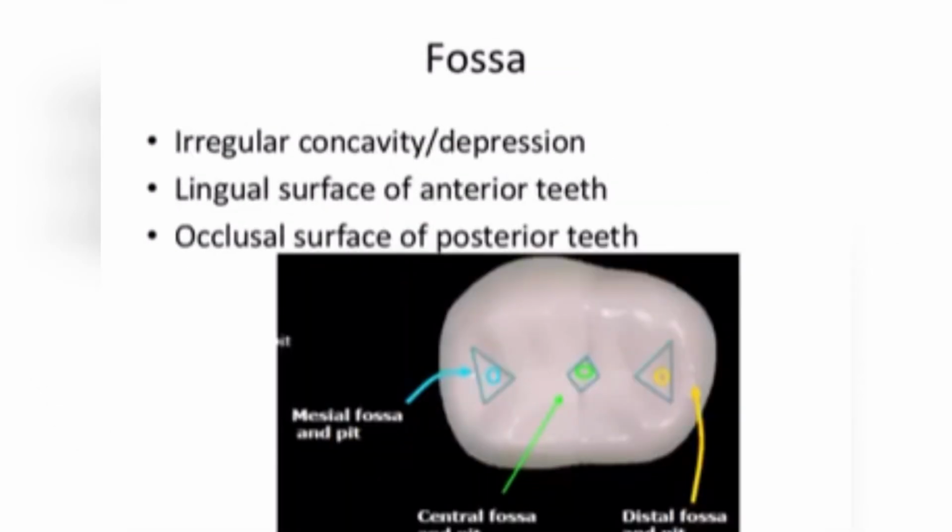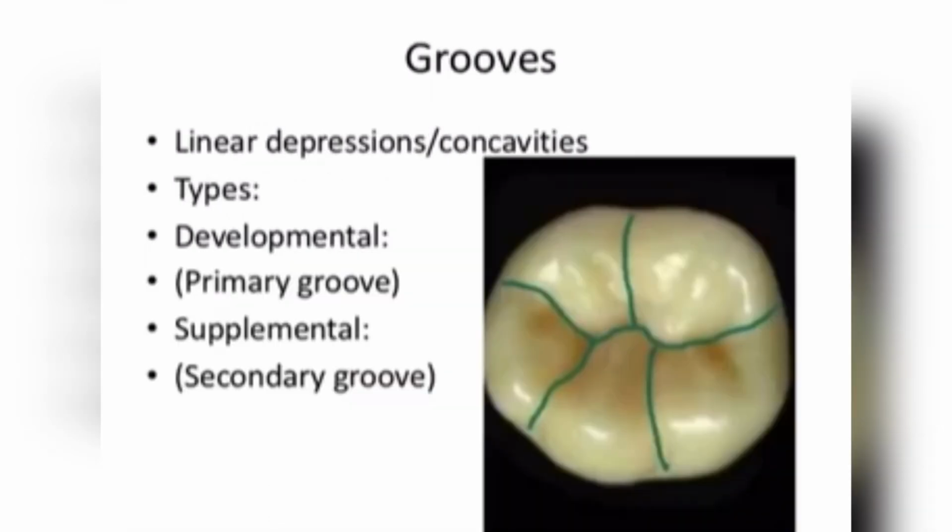Fossa. Fossa is a rounded, irregular concavity, or it may be a depression. It is present on the lingual surface of anterior teeth and also on the occlusal surface of posterior teeth. Grooves. Grooves are the linear depressions or the concavities. There are following 2 types of grooves. Developmental grooves, which is also called the primary groove. It is a deep groove or a line between primary parts of the crown. Supplemental groove, also called the secondary groove. It branches from the developmental groove, but it is not as deep as the developmental groove.